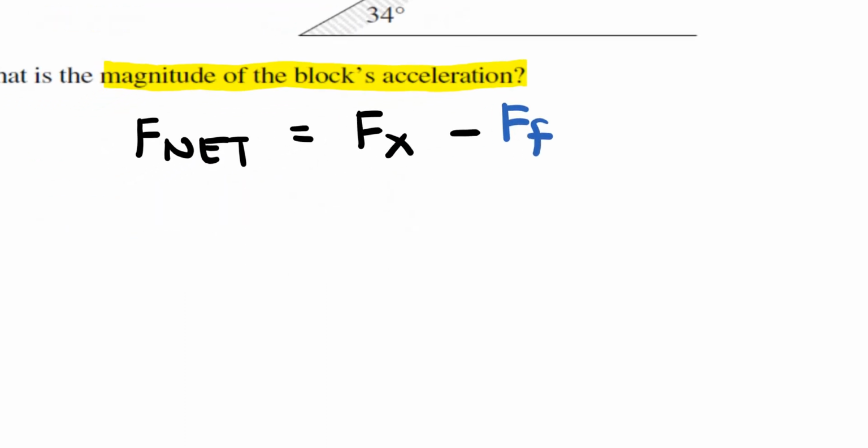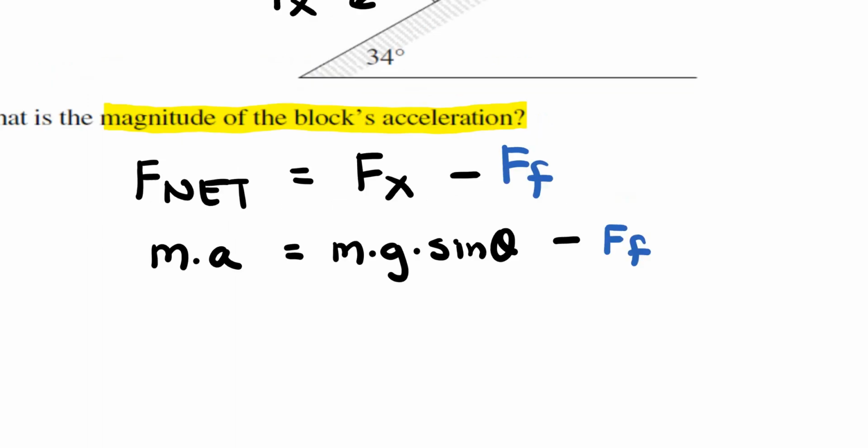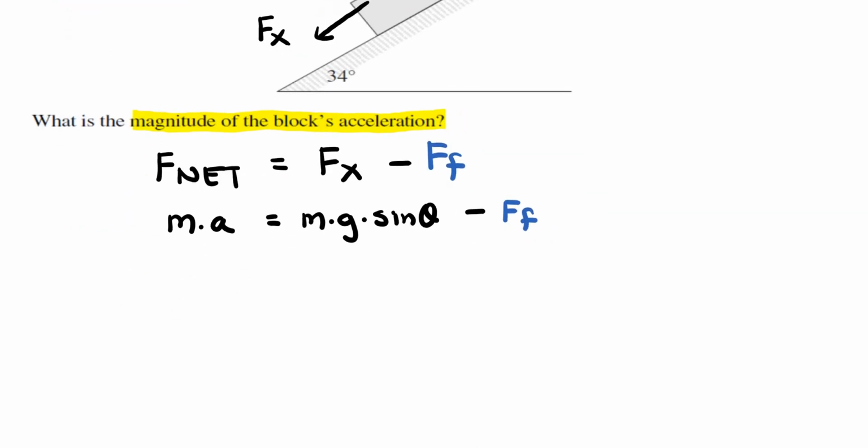Okay, and then just by using Newton's second law, I can go mass times the acceleration equals, and the force in the horizontal direction is always the mass times the acceleration due to gravity times sine of the angle minus the force of friction. Okay, so in this problem, let's just go back again. The mass of the object is 6 kilograms. So if I just continue here, the mass is 6.